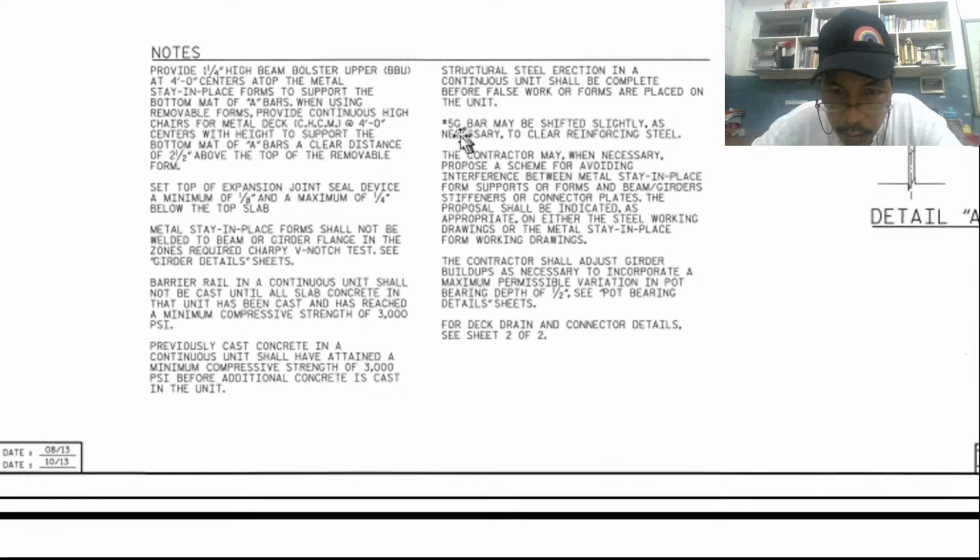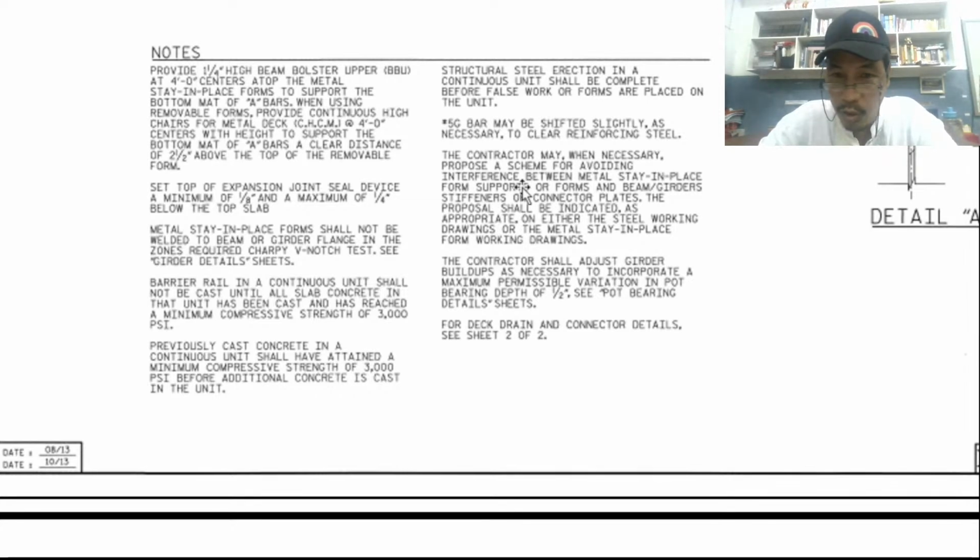Next, what is this? Number 5, G. Number 5 gauge bar. So that is what we mean by number 5 gauge bar. May be shifted slightly as necessary to clear reinforcing steel. Number 5G is smaller than number 6. Number 5 and number 6 are the most common sizes of reinforcing bars used in this bridge. So, number 5 may be shifted slightly.